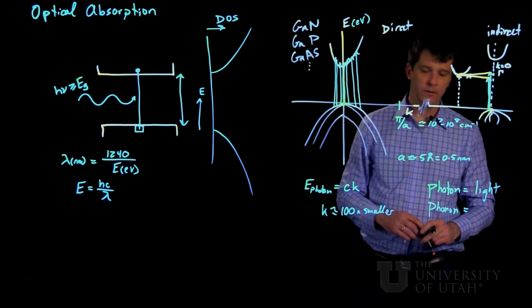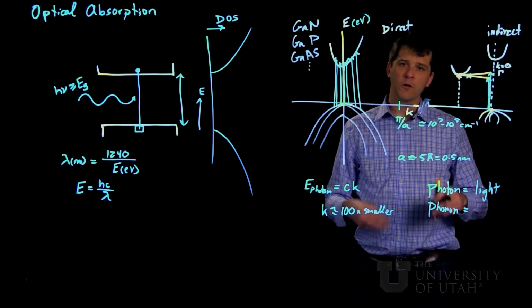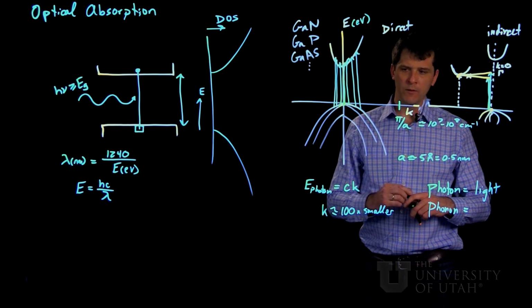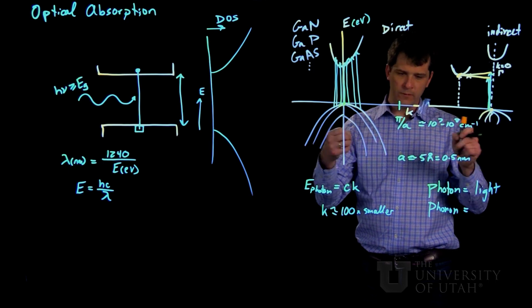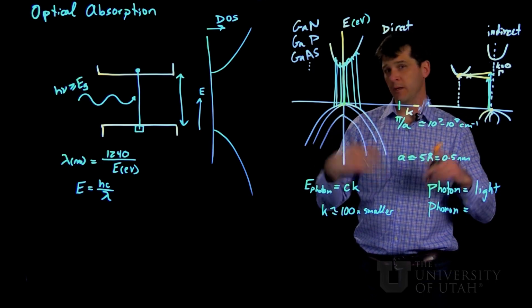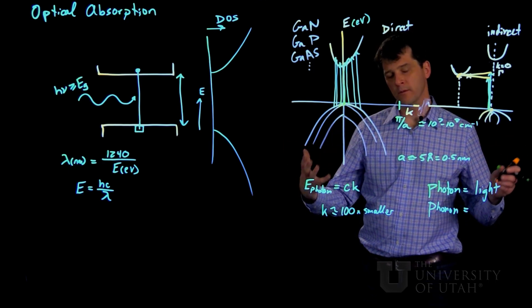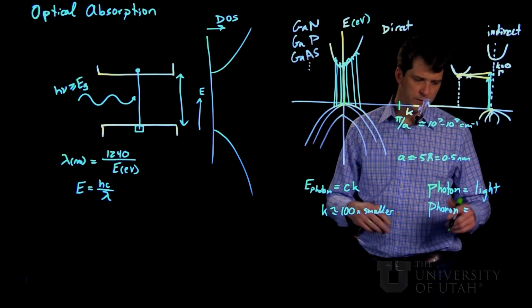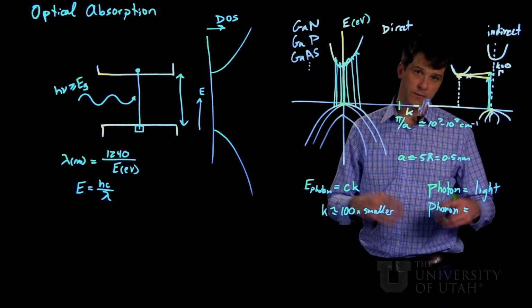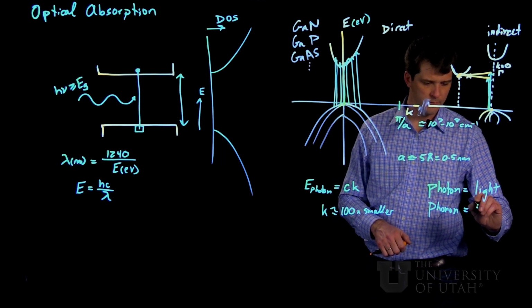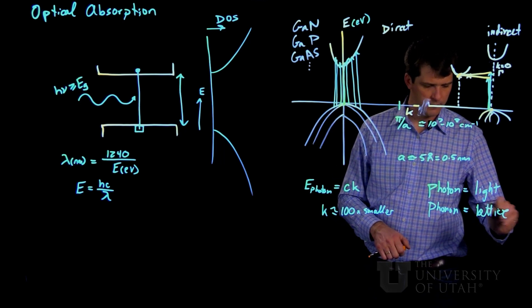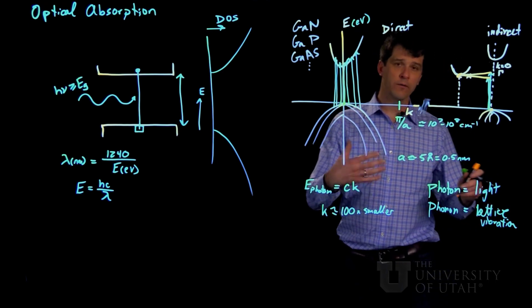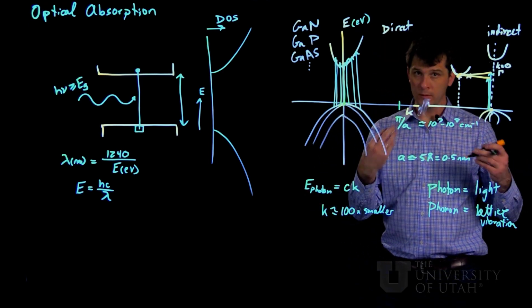A phonon is a quantum of lattice vibration. It turns out that the movement of all the atoms in the lattice is quantized, and it's beyond the scope of this book to really look into this, but a phonon can be envisioned as a particle of vibration of the lattice. Whereas our photon is a particle of light.